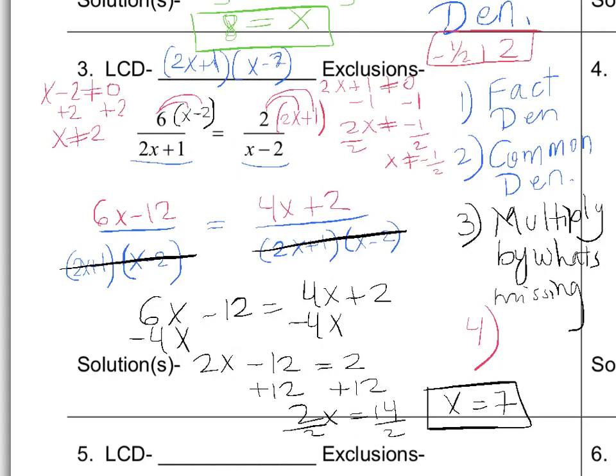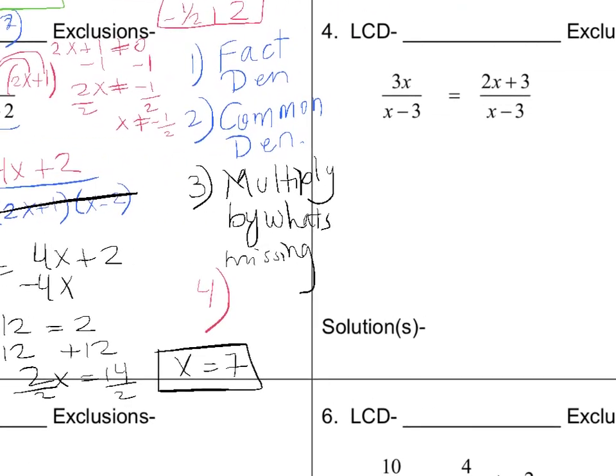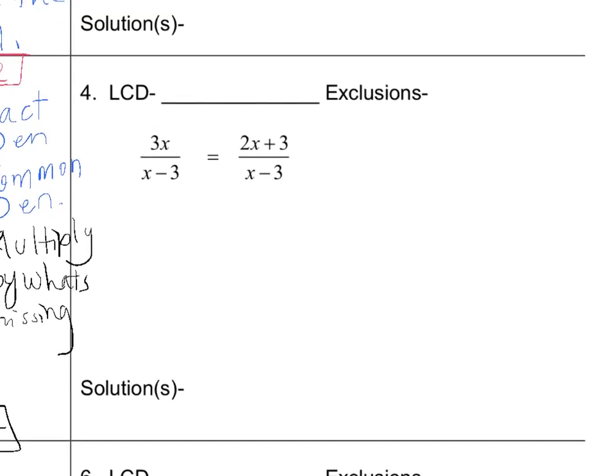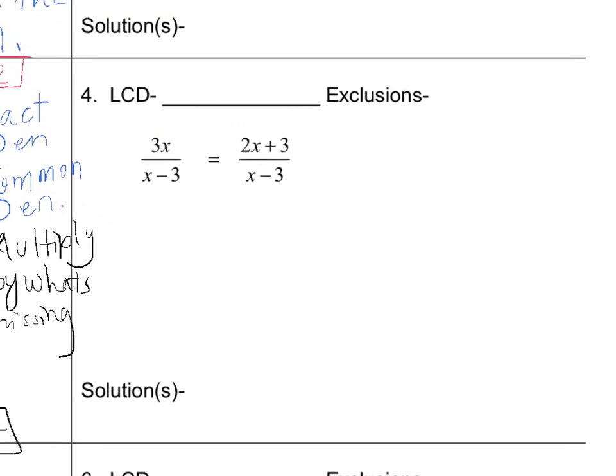So that's number 3. Now let's move on to number 4. Number 1 is to factor the denominator. We don't need to do that. Number 2 is to find a common denominator. But look, they are already the same. So we don't need to multiply by what's missing because they are the same. So you can directly move on to the 4th step, which is cancel out the denominators.